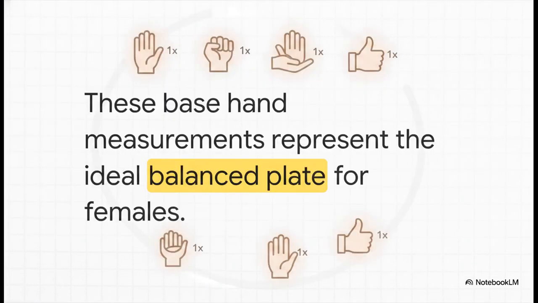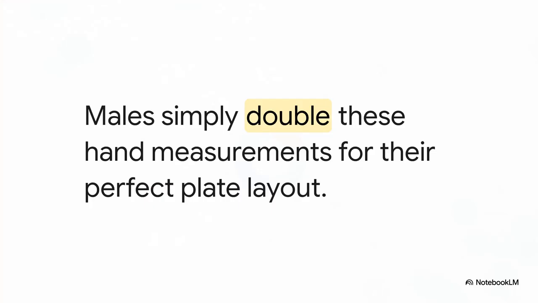Now, just to establish our core rules here, it's important to clarify that this baseline measurement, so 1 palm, 1 fist, 1 cupped hand, 1 thumb, that represents the ideal balanced plate layout per meal for females. It's a perfect starting point that naturally controls portions based on your unique body size, simply because, well, your hands are proportionate to you. And for the guys watching, it is incredibly easy to adapt. Males generally require more calories and macronutrients, so you just simply double this framework. Your perfect plate layout becomes 2 palms of protein, 2 fists of vegetables, 2 cupped handfuls of carbs, and 2 thumbs of fats. It scales perfectly.